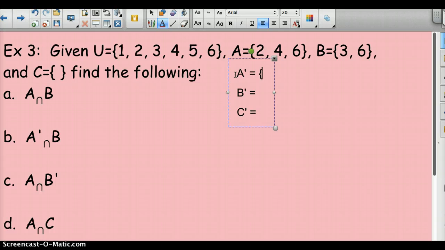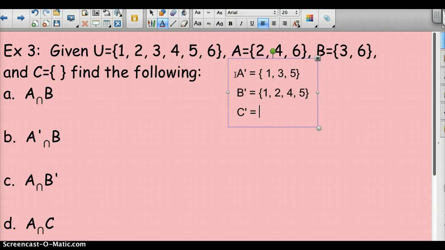I'm going to start off with the complement of A because I'm going to use it later on. A's got 2, 4, and 6. Well, what is in the universal set that's not in A? I see 1, 3, and 5 that are in the complement of A. Moving on, the complement of B. B's got 3 and 6, so I think 1, 2, 4, and 5 are all in the universal set that are not in B.